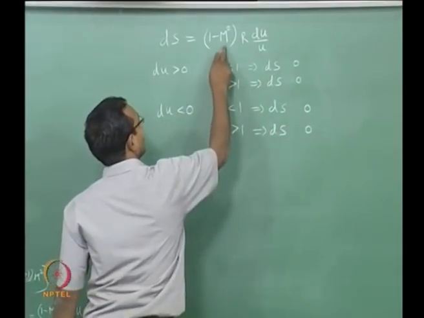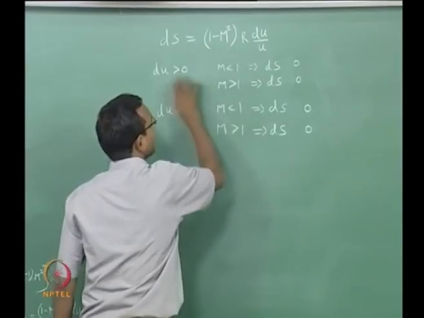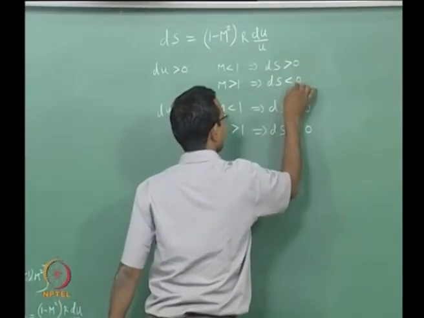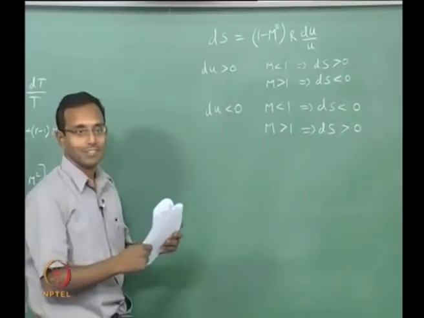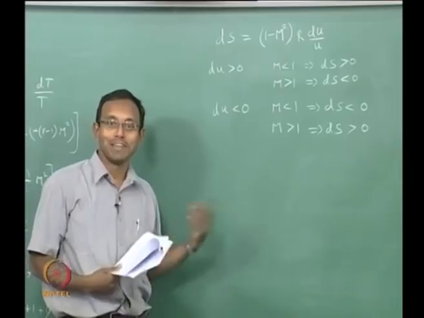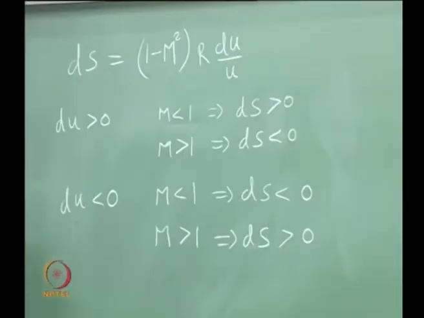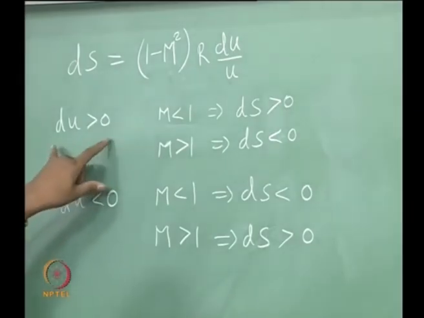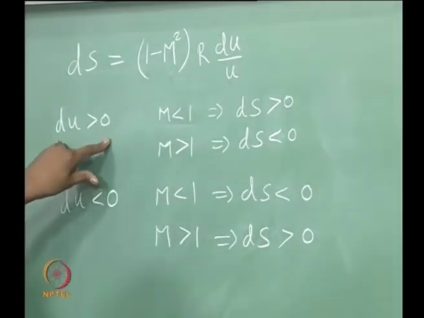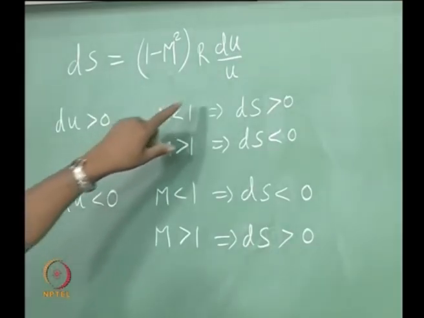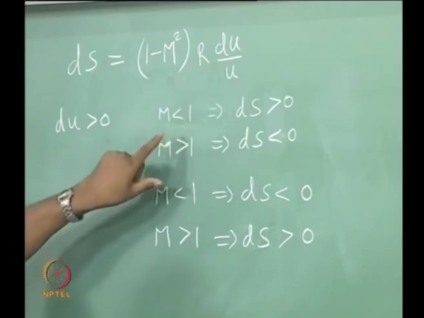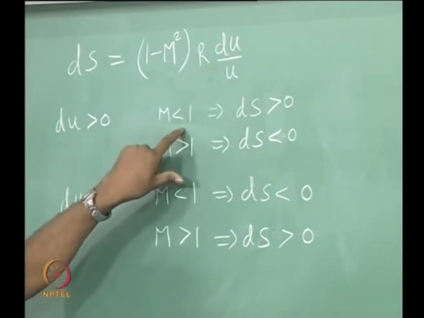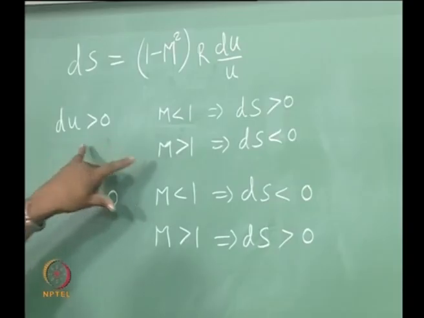If m is less than 1, then this is positive. ds greater than 0, so this is greater than 0. This is less than 0, and so this is less than 0. This is greater than 0. This is what it should be. I just realized it did not match what I believe in flow. So now I am right. We leave it like this. So we are finding that du greater than 0, that is, I am going to have increase in velocity if my Mach number is less than 1. If my Mach number is more than 1, I cannot have increase in velocity.